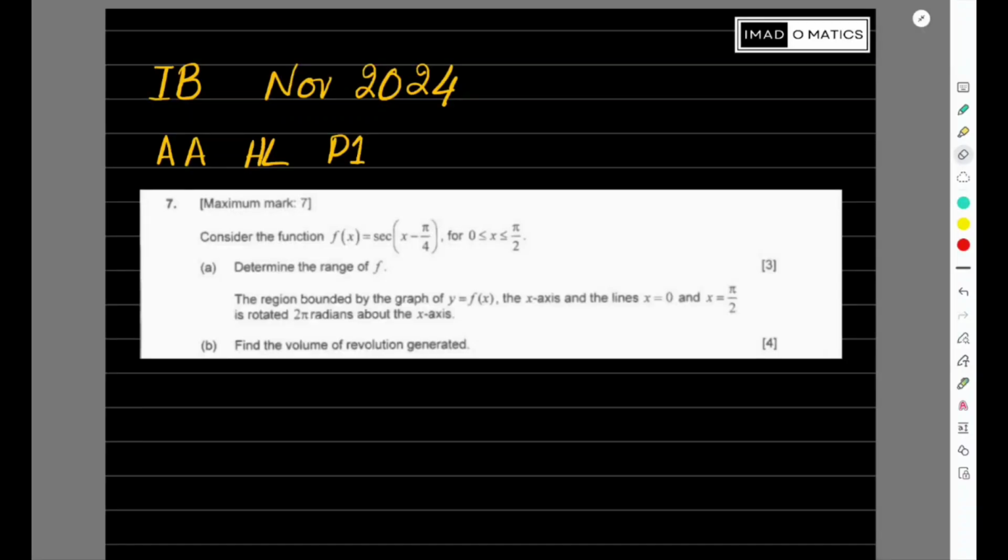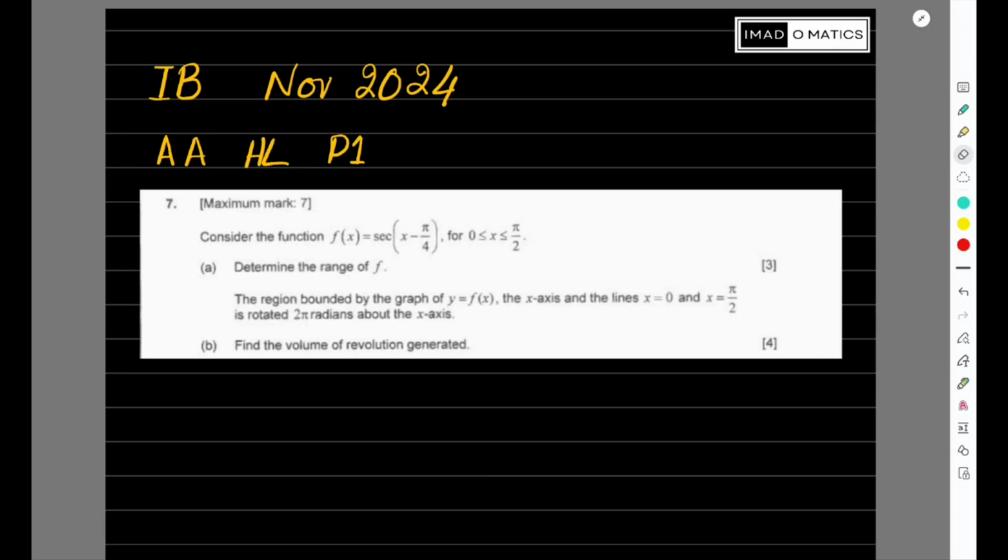Guys, let's solve question number 7, which asks: consider a function f of x equals secant of (x minus pi by 4) for 0 less than or equal to x less than or equal to pi by 2. In part A, we have to determine the range of function f.